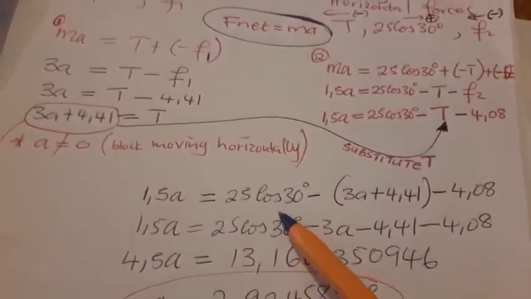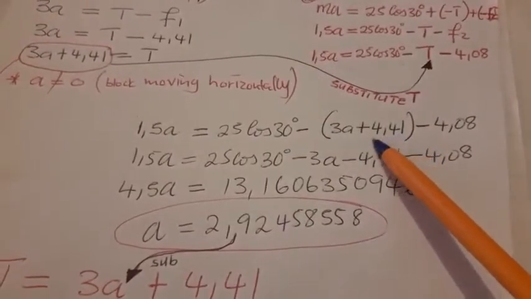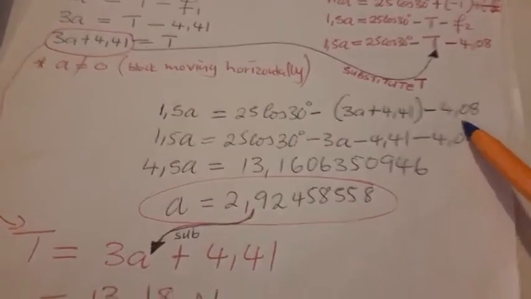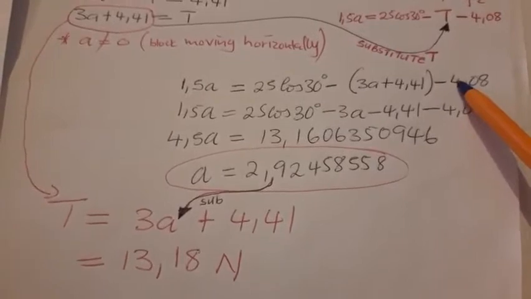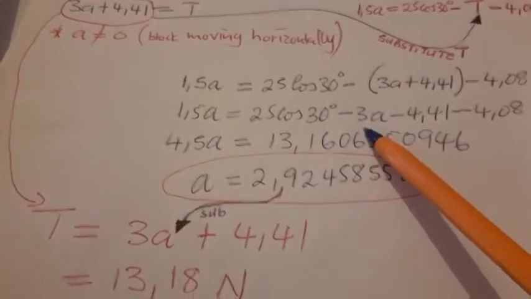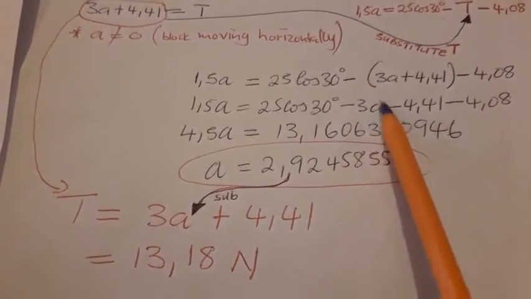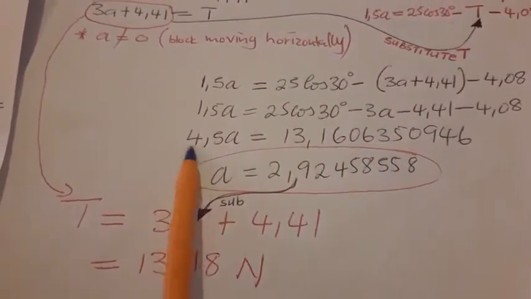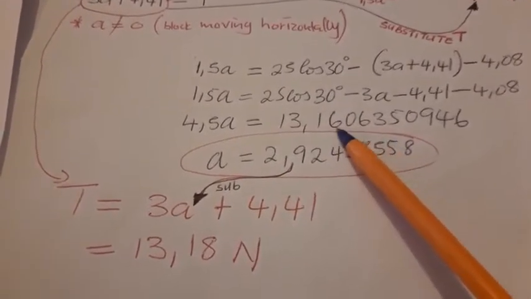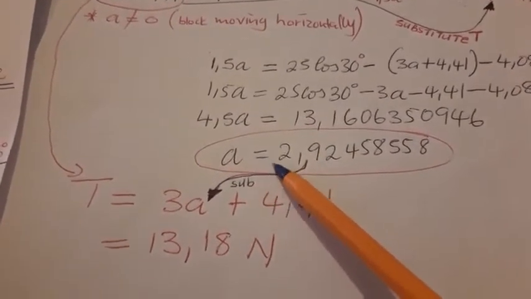After substituting, we get 1.5a equals 25 cos 30, I think you can see that, minus the value of T there, which is 3a plus 4.41, minus F2, which is 4.08. We have to solve this simultaneously, so you should be good in your maths. You remove brackets properly, and always be mindful of the negative sign. After removing your brackets properly, you collect like terms. So this is 3a, we take it to that side and it adds there. Then we form 4.5a equals this number. Then we can get our acceleration as 2.92455.